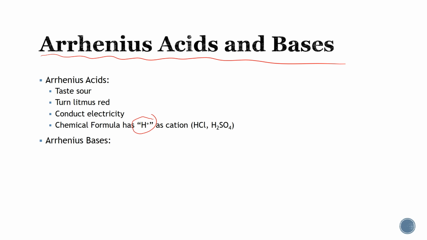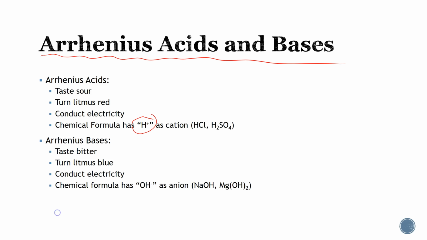Now, Arrhenius bases are defined as substances that taste bitter. If you dip litmus paper into an Arrhenius base, it turns it blue rather than red. They also conduct electricity. And the way we recognize an Arrhenius base in a formula is with the presence of that hydroxide ion, so that OH minus. If you look at sodium hydroxide, for example, the presence of that hydroxide tells you that it is an Arrhenius base. And we've done some acid-base reactions already that result in a neutralization, but we'll get to that in a little bit.